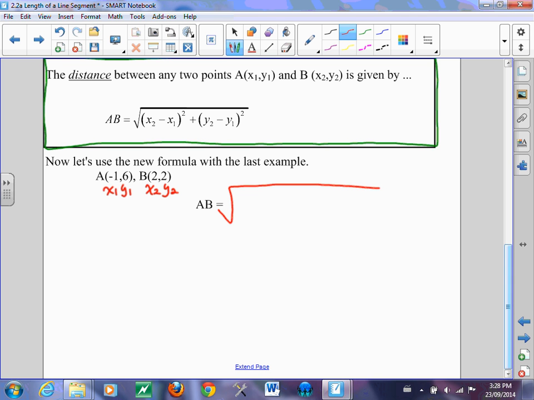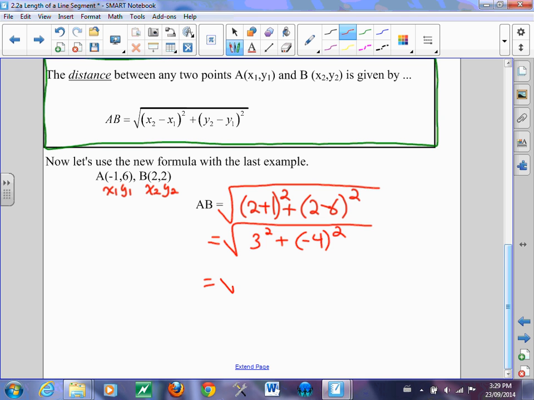So let's do this. Subbing it in, it's going to be 2 subtract a negative, which is plus. That's why we did that in the warm-up. Plus y2, which is 2, subtract y1. Don't forget your square root sign. Always start with that. So simplifying this, folks, we've got 2 plus 1, which is 3 squared. Plus 2 subtract 6, which is negative 4. It still needs a bracket because it's got a negative.